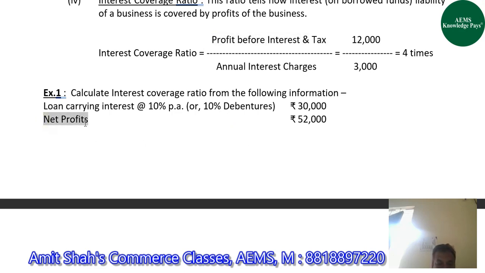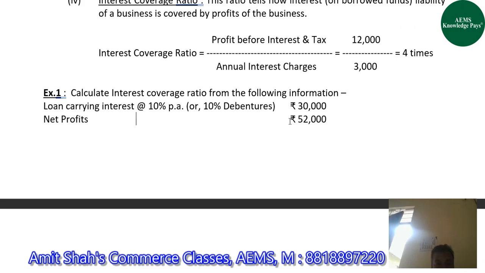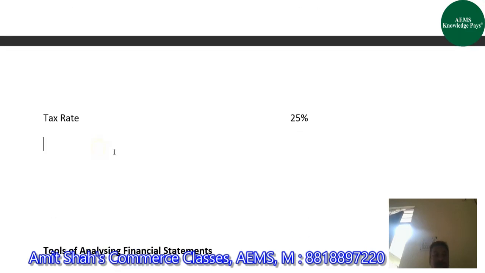This is net profit. Net profit is the profit which is after all the expenses, including interest, and also after income tax. That is what is net profit, right? So from this net profit, we have to reach profit before interest and tax. So let's understand one thing before I solve this.